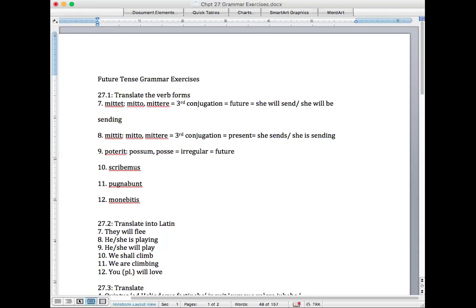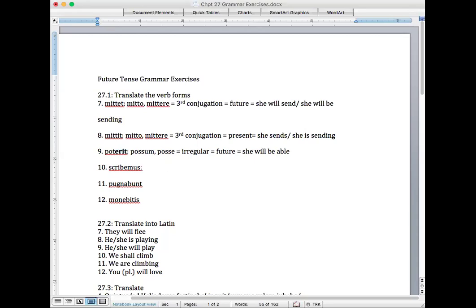Remember, if it comes from possum, it's going to mean she will be able. Again, I just found that out because the erit is the same as the future form of sum. So those irregulars are going to look like sum.